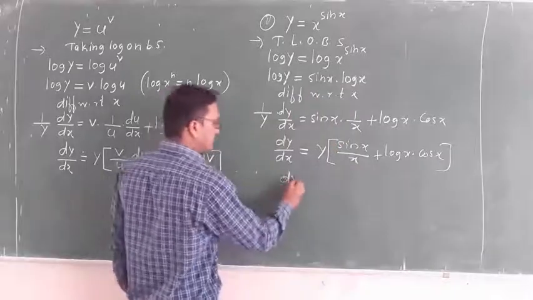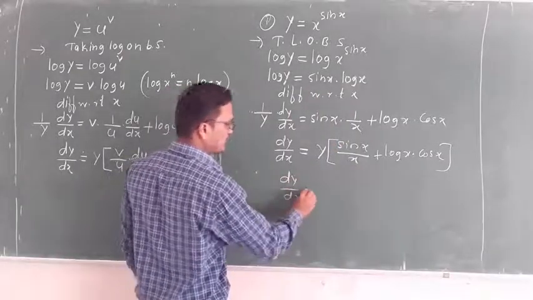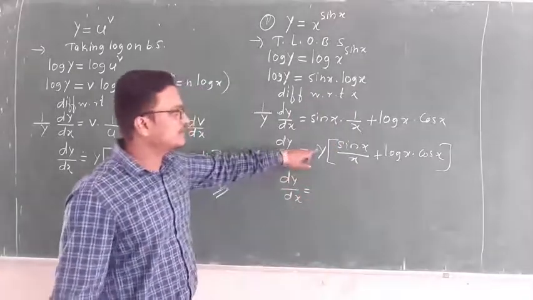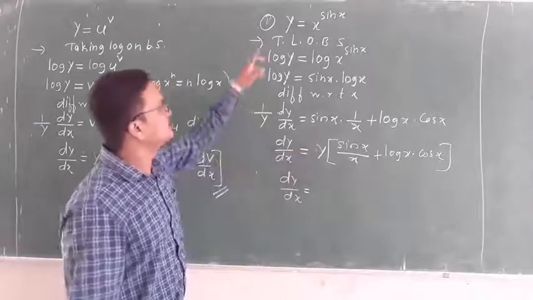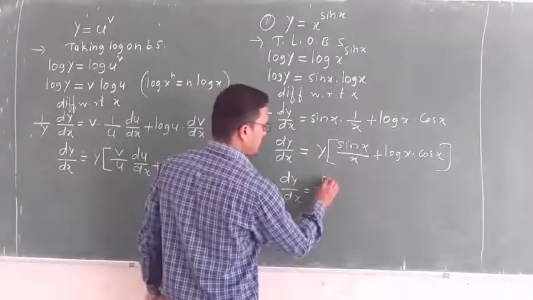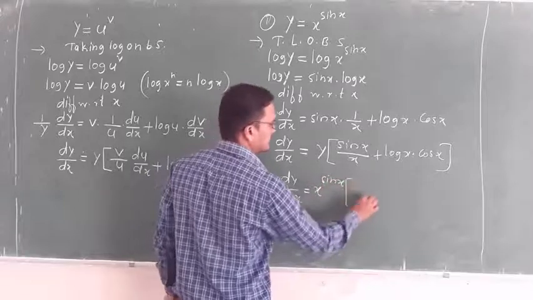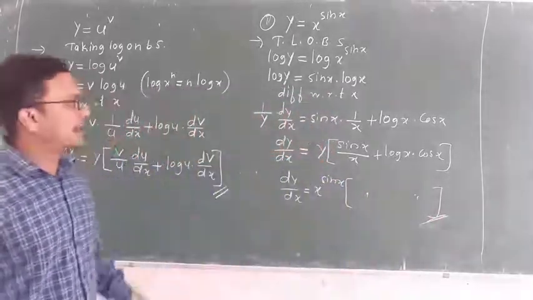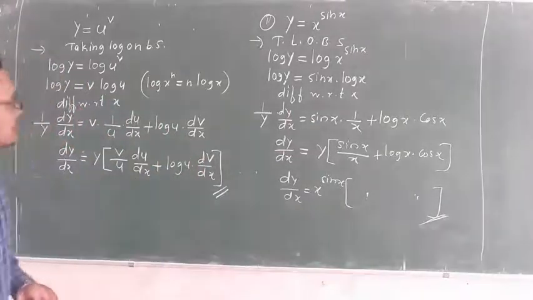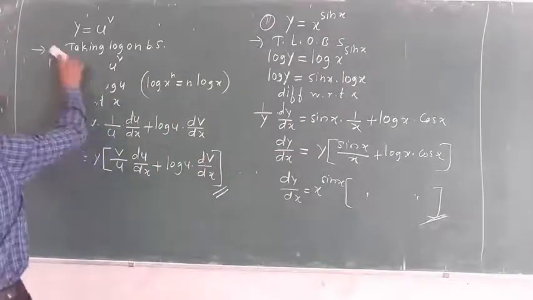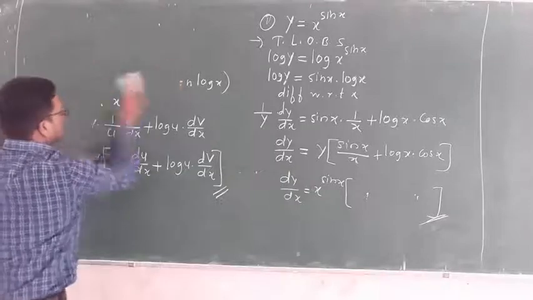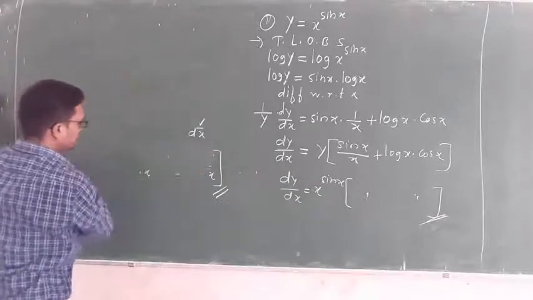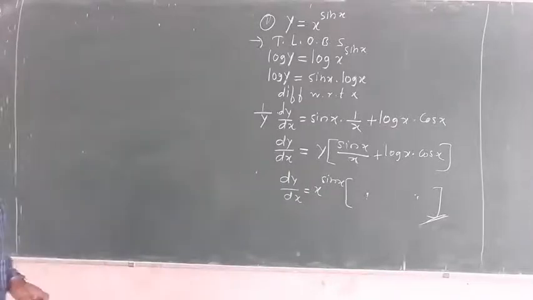Then dy by dx is equal to, as I told you, to write the final answer we substitute this y. What is this y? That is x to the power sin x, the given function, and this answer as it is. I hope you understood this problem. Now we will solve some more examples using the method.